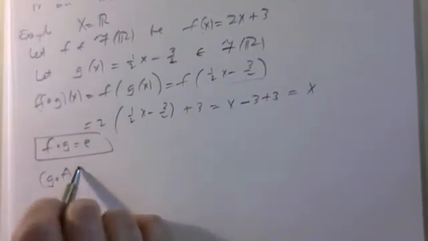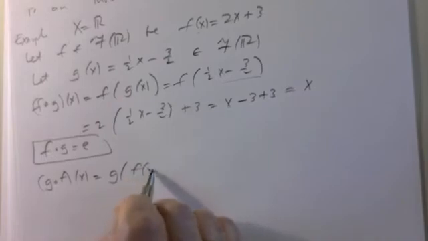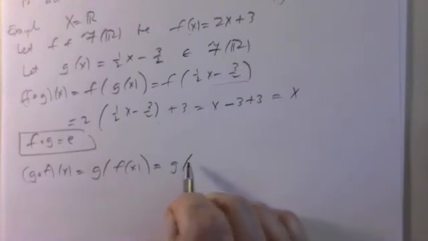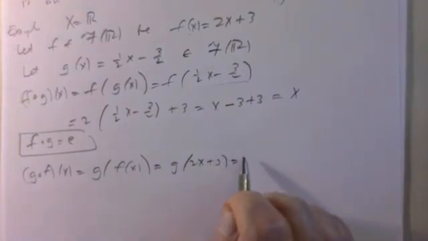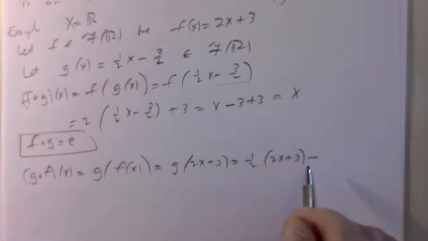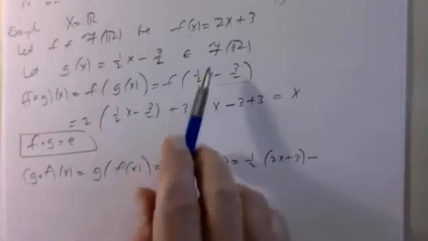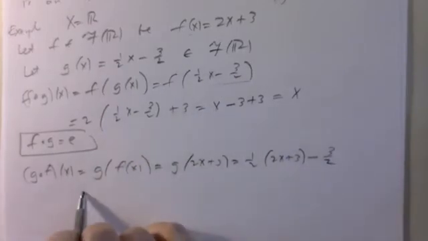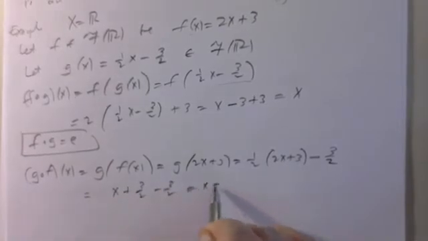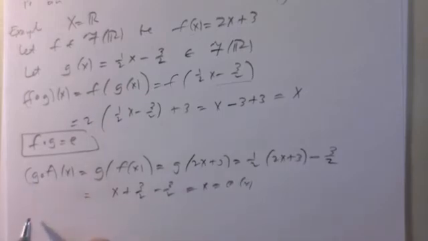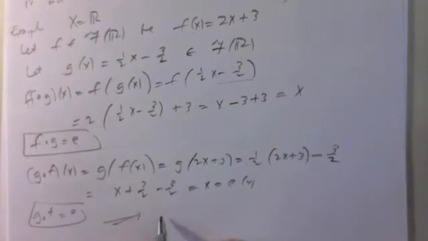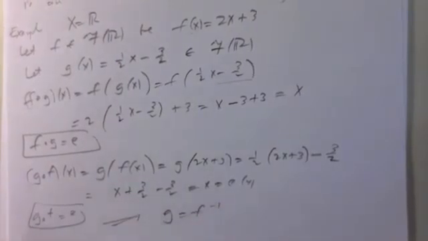What about g composed with f? That's g of f of x, and f of x is 2x plus 3. That's a half of 2x plus 3 minus 3 halves. That's x plus 3 halves minus 3 halves, which is x, the identity. So we also have g composed with f is the identity. So therefore, g is f inverse.